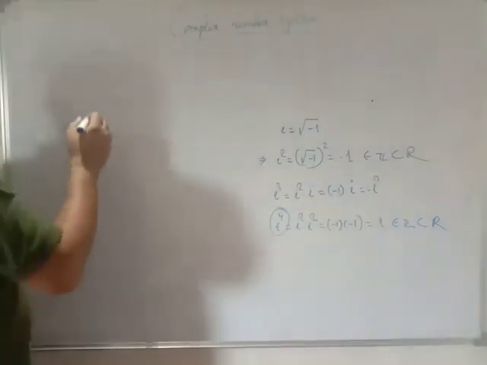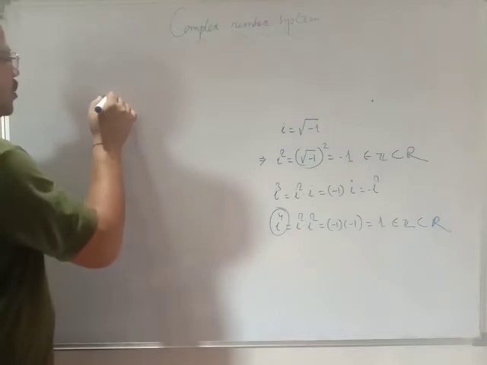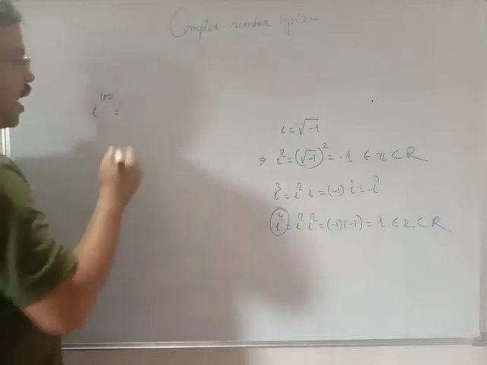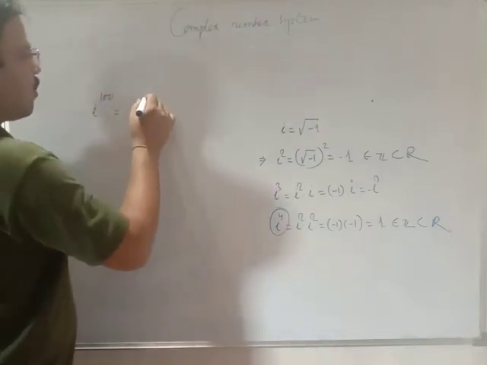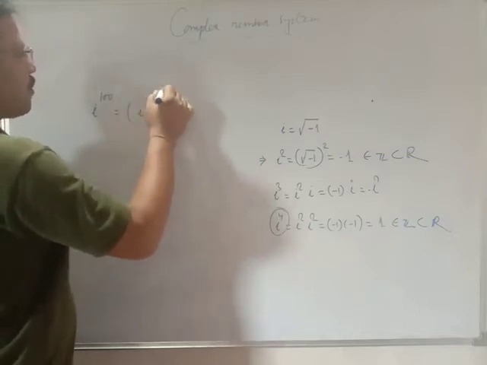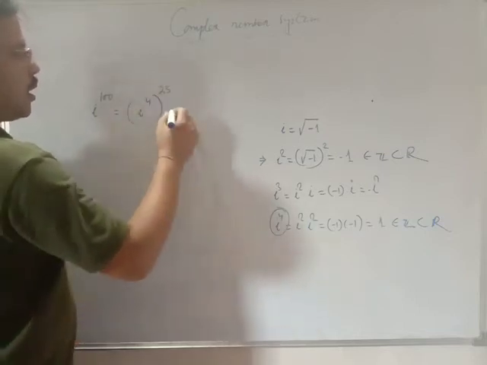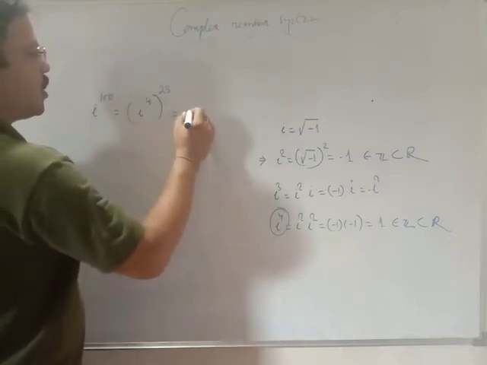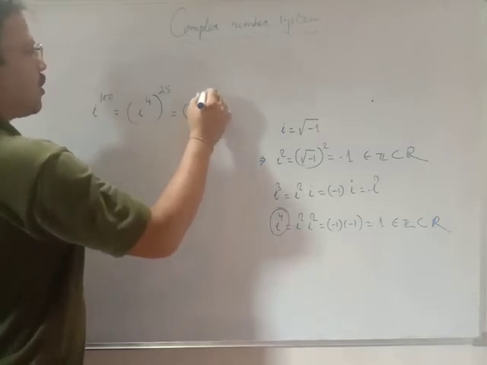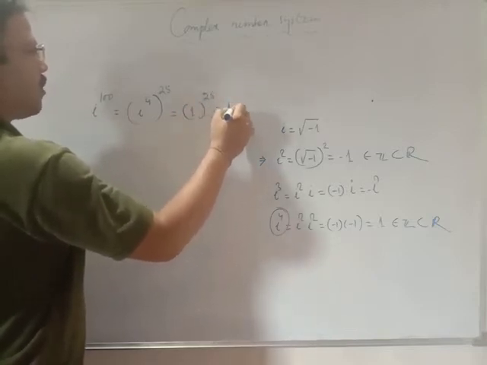If you are asked about i to the power 100, so i to the power 100 is i to the power 4 whole to the power 25, is equal to, i to the power 4 is 1, whole to the power 25, is equal to again 1.